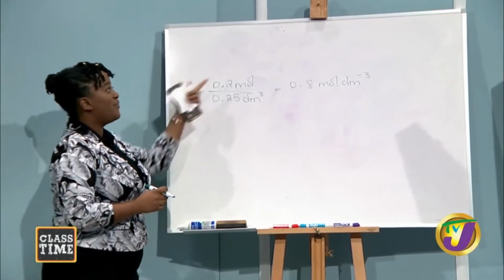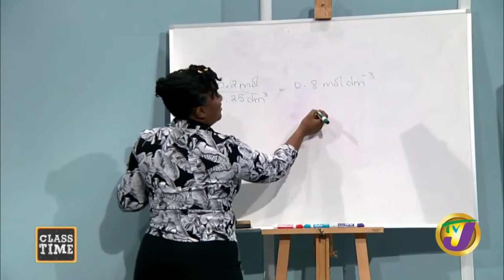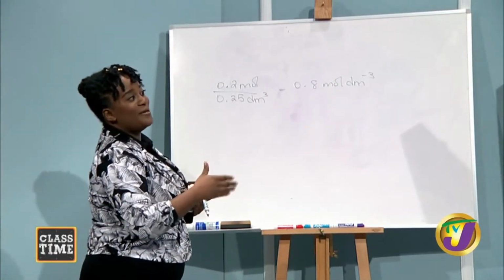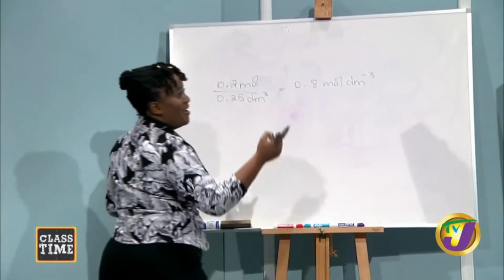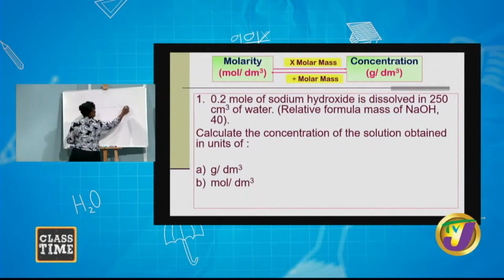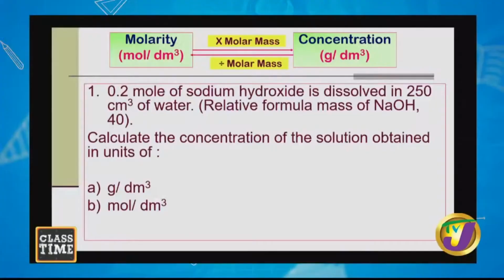So how do we convert from this to gram per dm cube? According to the top, we move from mole per dm cube to gram per dm cube. We multiply by molar mass. And it's given in the question. The molar mass for sodium hydroxide is 40, so we multiply this by 40. And what's the unit? It's gram per mole. So mole will cancel per mole, and my answer will be gram per dm cube.